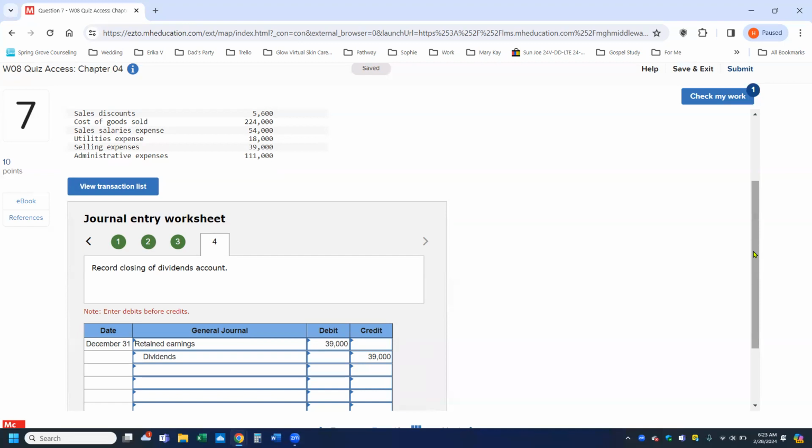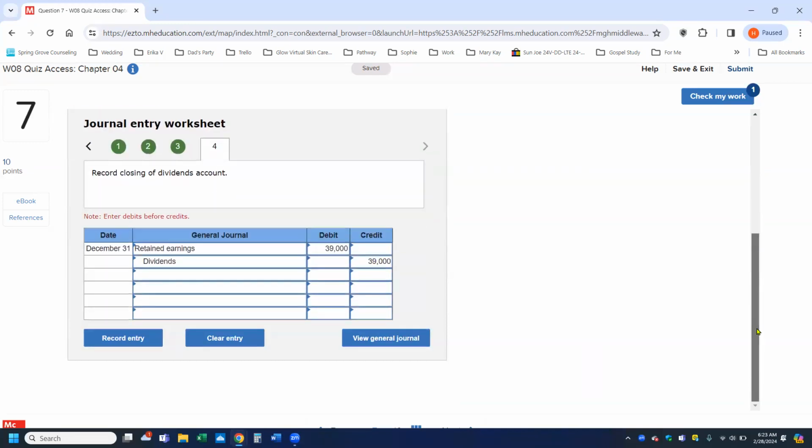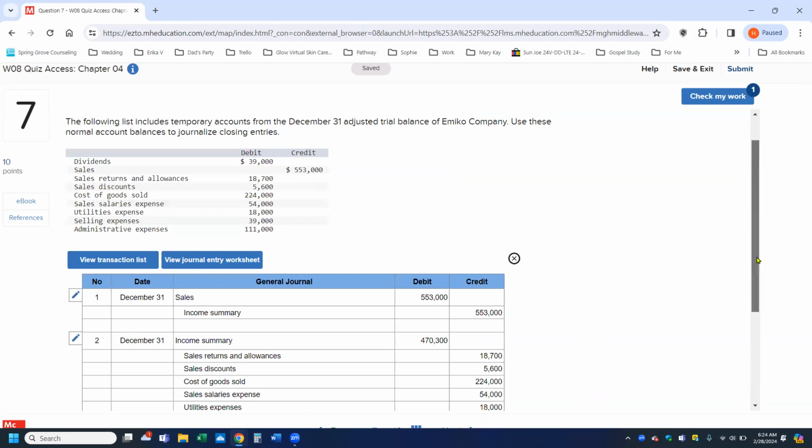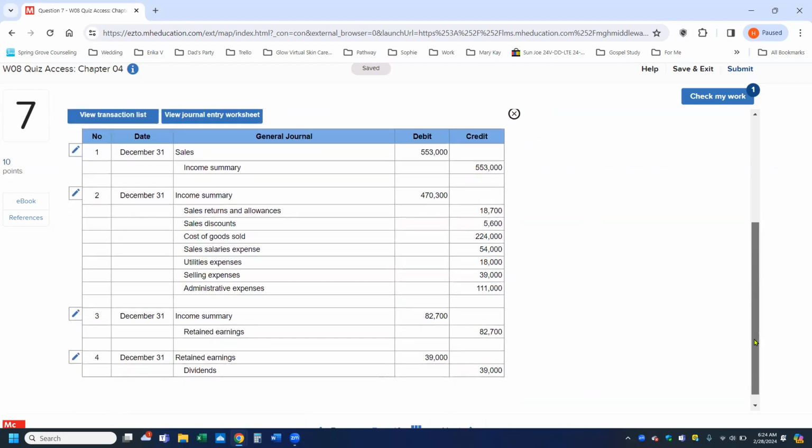That takes the revenue, the expenses, and the dividends and transfers them to the retained earnings account, which is the permanent account. And our temporary accounts are all zeroed out. When you're finished, your general journal will look like that.